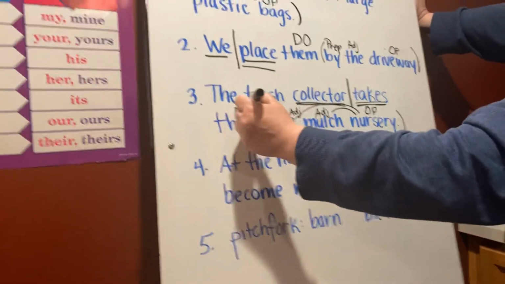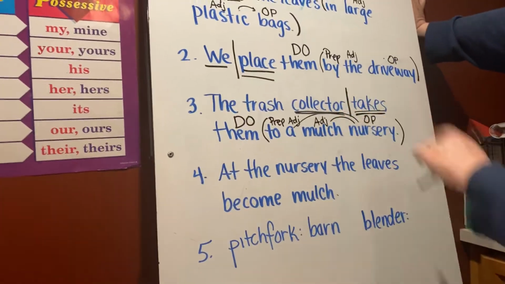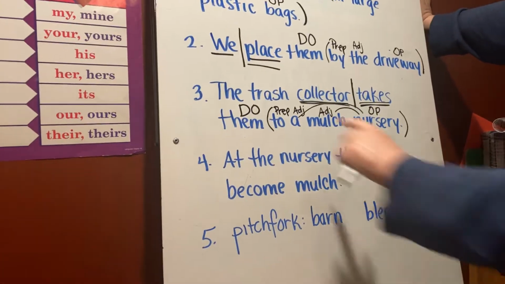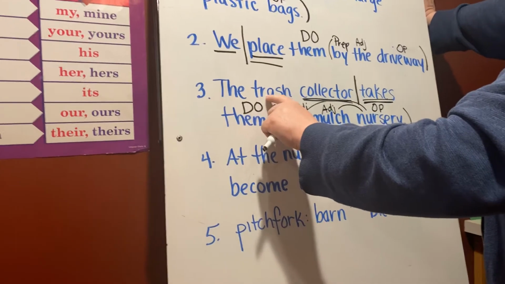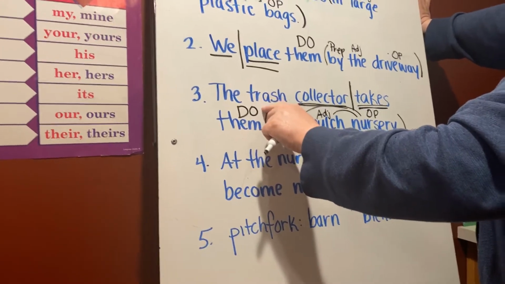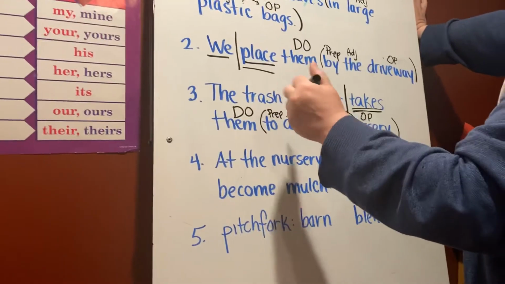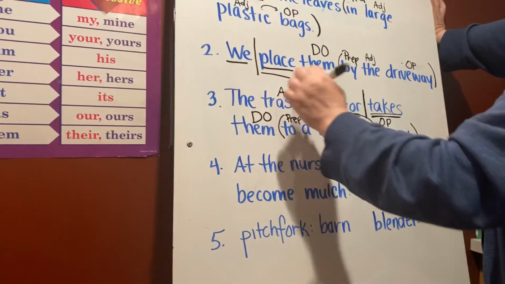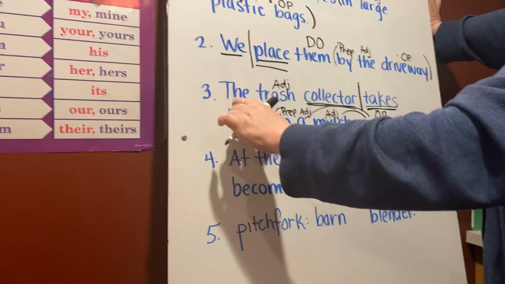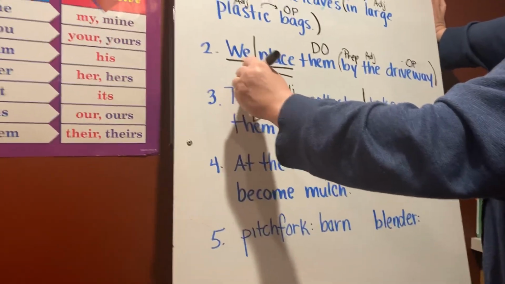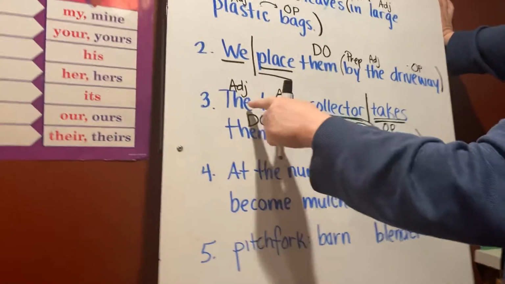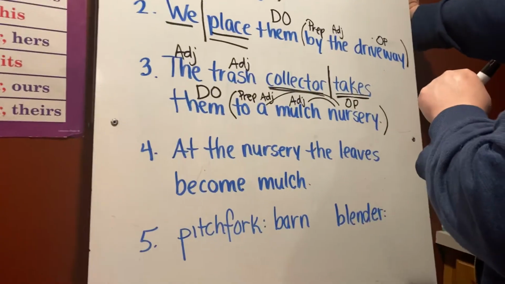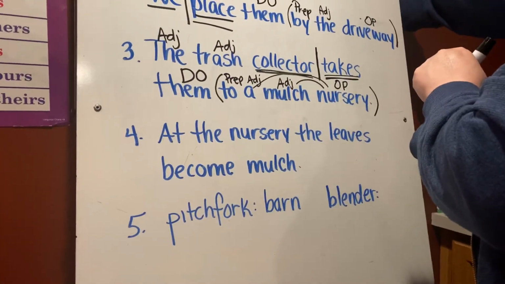Them is your DO. Okay, let's look at the 2 words we've not marked yet. Trash. Ask yourself, what is this doing here in this sentence? Well, in this sentence, trash is describing the collector, so it's an adjective describing collector, and the is an adjective. It's a special adjective called an article, and that is also describing collector, the collector.